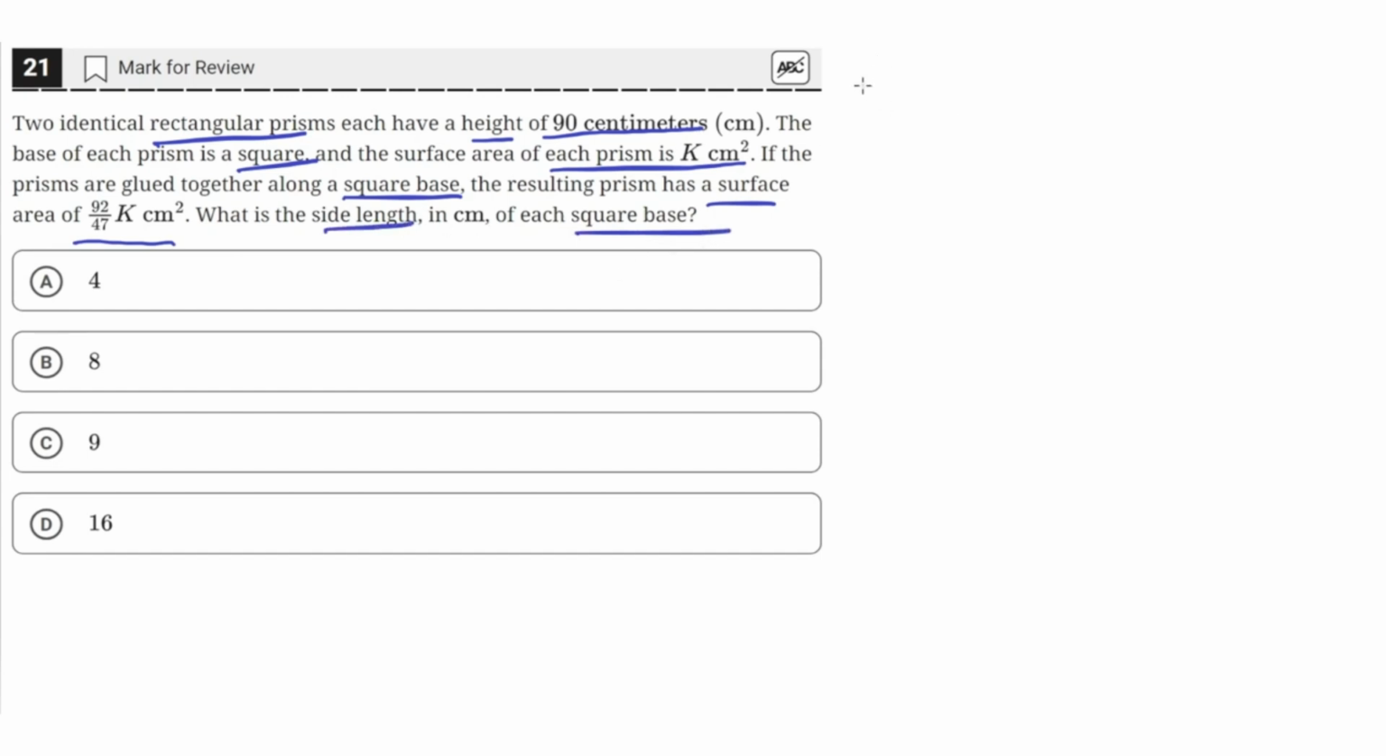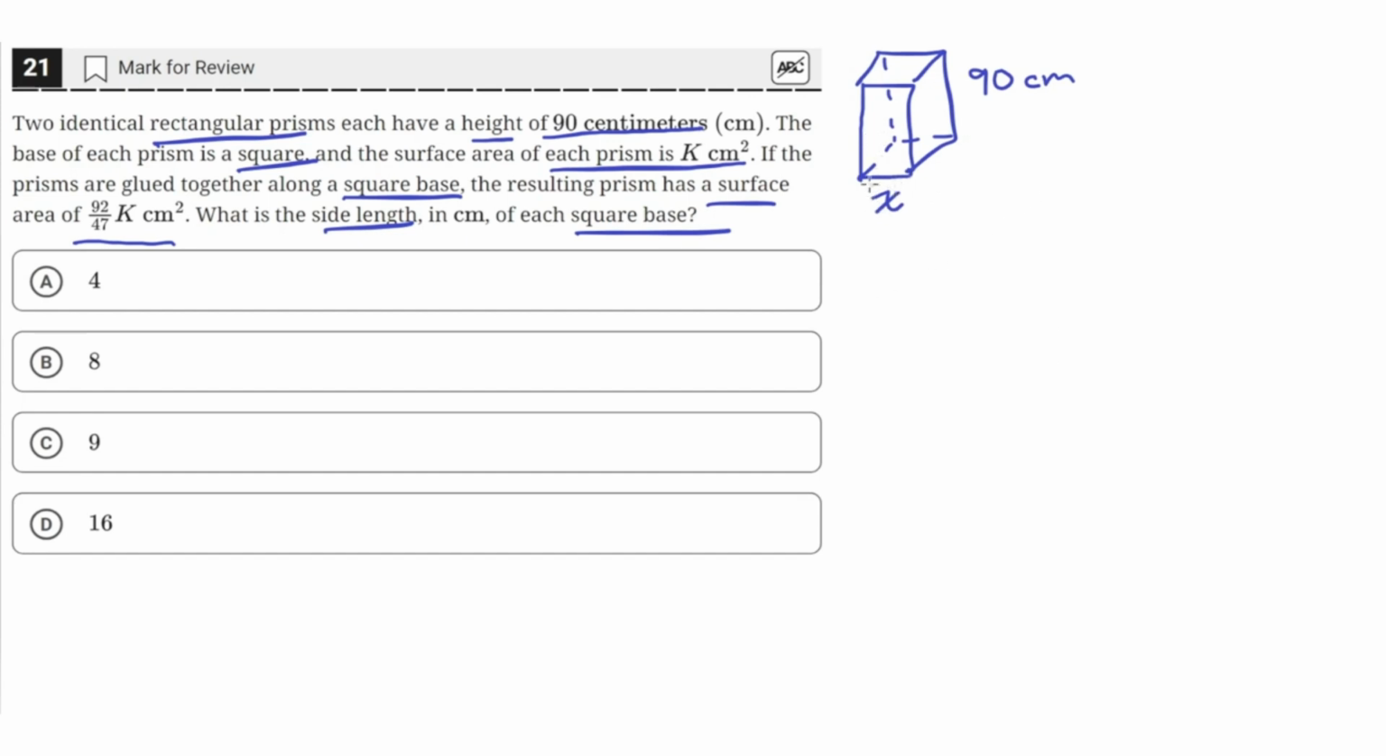So there are some rectangular prisms which look something like this, and we are given that the base of this rectangular prism is a square. We'll just say it has side length x, and that the height of this rectangular prism is 90 centimeters. Since this rectangular prism has a square base, it means all of these sides on the base are x.